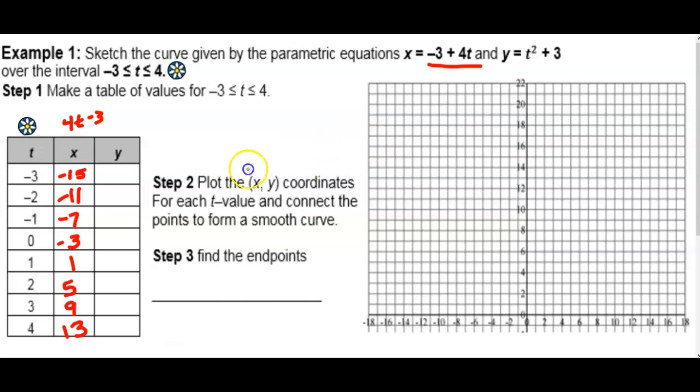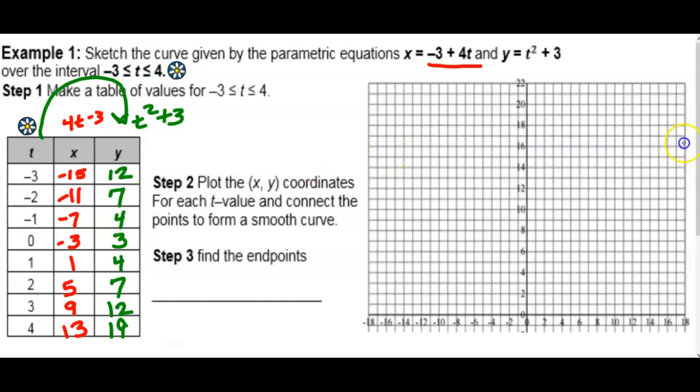Then if I go back up here, remember I'm not using the x values. I'm using these t values again to go over here and plug in this rule. I'm supposed to square them and add 3. So that would become +9 when I squared it, and 3 would be 12. 4 plus 3 would be 7. 1 plus 3, 0 plus 3, 1 plus 3, 4 plus 3, 9 plus 3, and 16 plus 3. Okay.